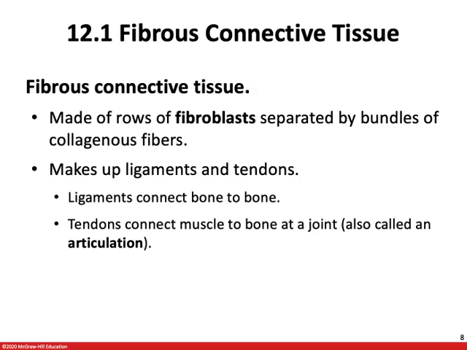Fibrous connective tissue, the last structural component of the skeletal system that we want to talk about. So structural fibrous connective tissue, this will be things like your ligaments. This is going to be made up of rows of fibroblasts separated by bundles of collagenous fibers. This is going to make up your ligaments and your tendons. Ligaments are going to be responsible for connecting your bone to bone. Tendons connect muscle to bone at a joint. So this is also called an articulation. We're going to talk quite a bit about the connection between muscle and bone in our next chapter.